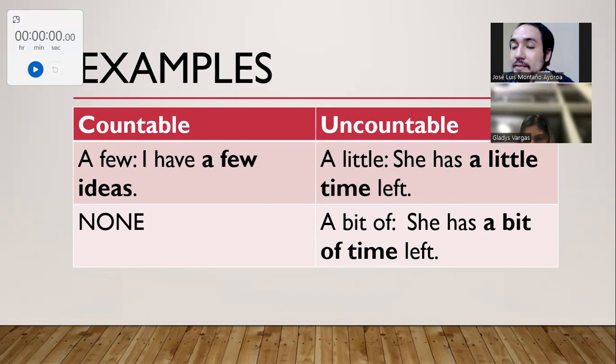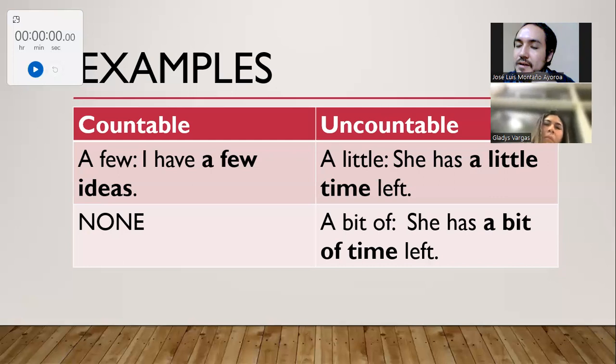For example, you can say, I have some friends, or you can say, I have some time. Right. So friends, countable, time, uncountable, and you can say some. But you also can say, I don't have any friends, countable, and I don't have any time left, uncountable, right? So actually, in my examples, I showed you the difference.